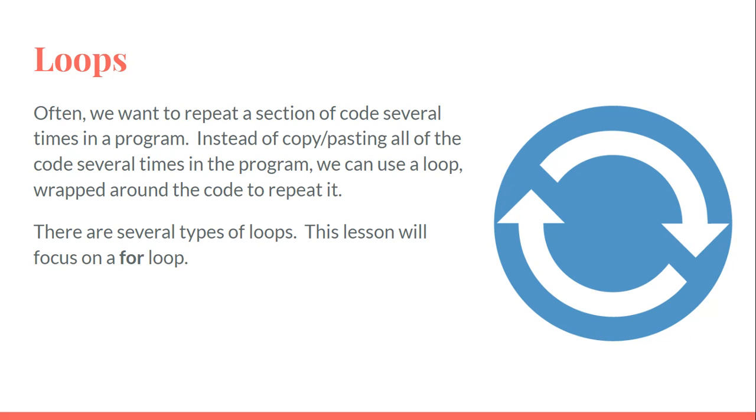It's bad programming practice to take that code and copy and paste, copy and paste, copy and paste. If you find out later that you need to make a change to that, then you've got to go change it in all those different places. It's much better to write that code once and then use a loop, and that loop will cycle or iterate over that code time and time again. There's several different types of loops in programming. In this lesson, we're going to focus on a for loop.